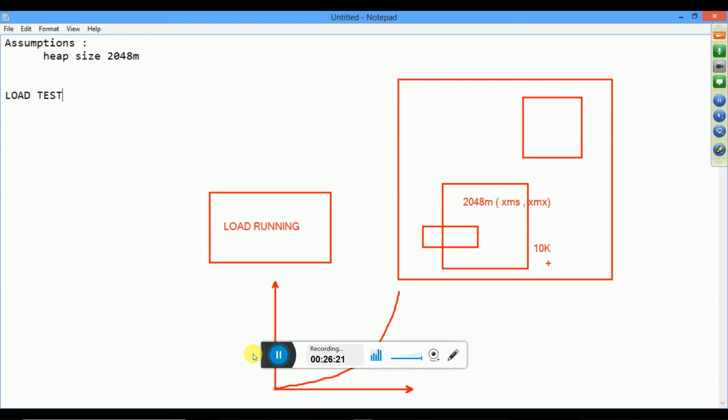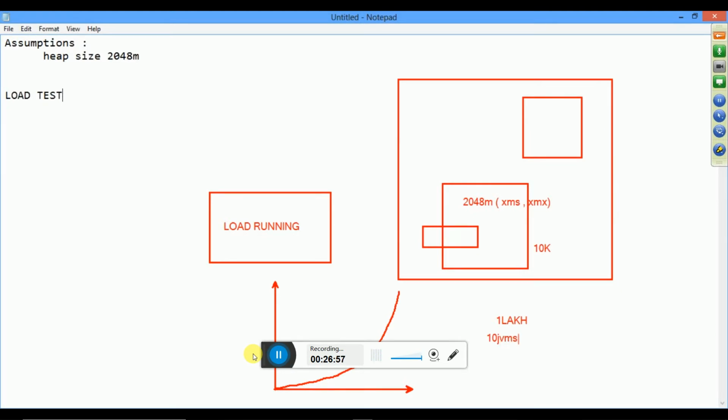If at 10K requests your server crashed, you know that for 2048 MB, it can take 10K requests. Then you go to the customer and say, we have tested it, and 2048 is a recommendation, so each instance can take 10K. Now you ask the customer, how many requests are you expecting? Let's say the customer says, we are expecting 1 lakh requests at peak time. If 1 lakh requests are expected and each JVM can take up to 10K, how many JVMs will you require? 1 lakh by 10K, which means 10 JVMs.